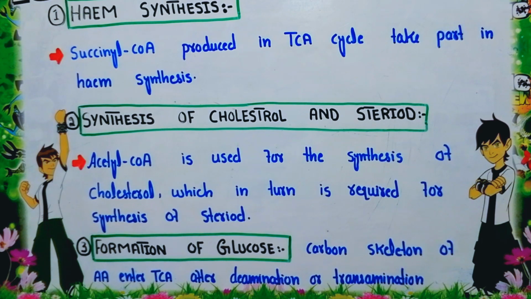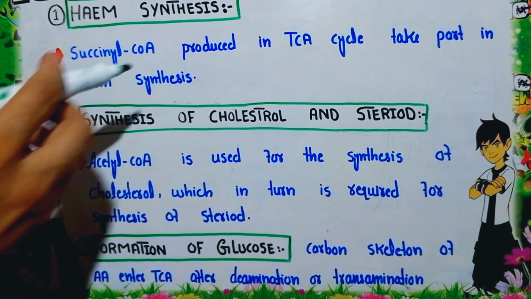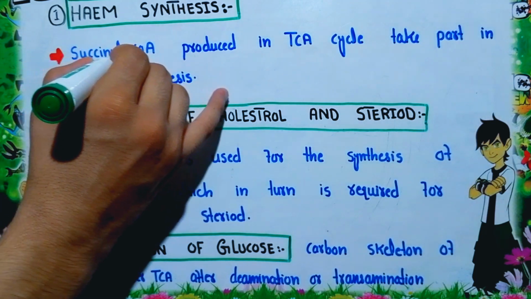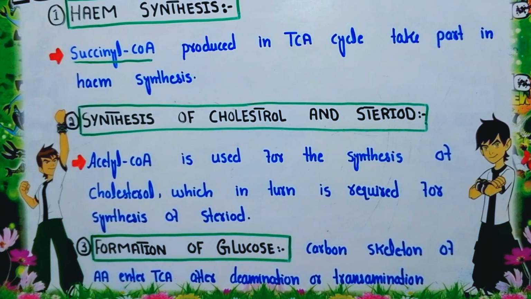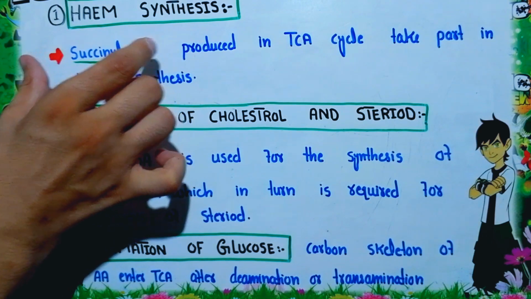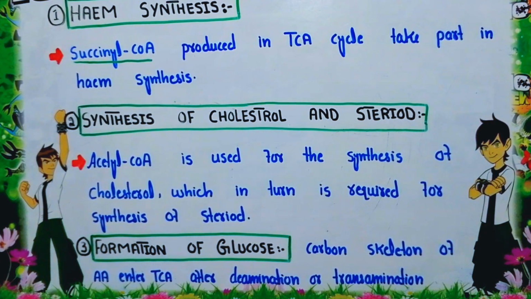The best-known TCA intermediate that is mainly responsible for the synthesis of heme is succinyl coenzyme A. Succinyl coenzyme A is one of the intermediates of the TCA cycle, and it is mainly responsible for the synthesis of heme.